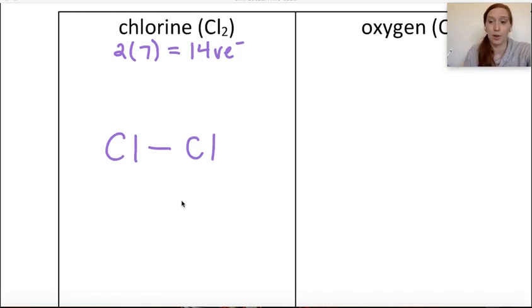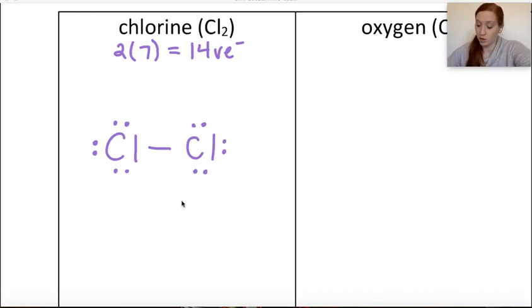I'm going to go ahead and put our lone pairs, or the non-bonding pairs, around the chlorines until we get a full valence shell for each. So I've got 2 electrons I've used so far, 4, 6, 8, 10, 12, 14. That uses up all of my electrons.